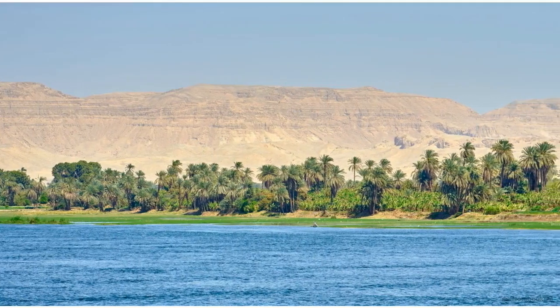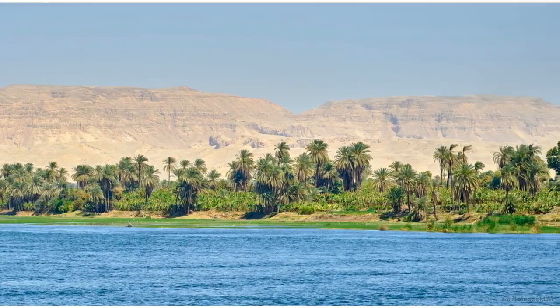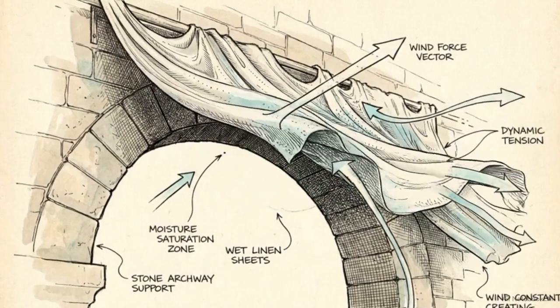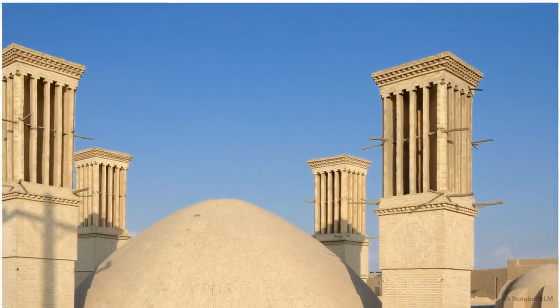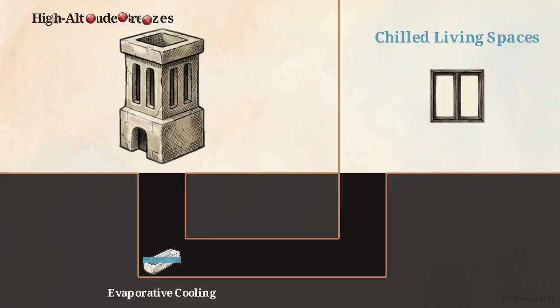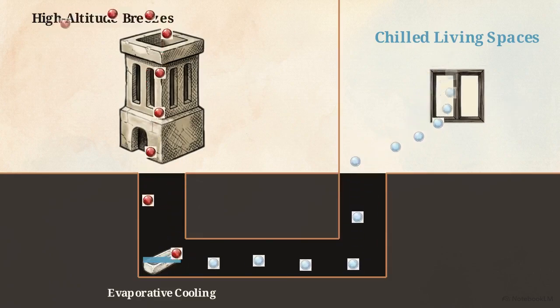Ancient Egyptian engineers used this to keep palaces 20 degrees cooler than the Nile Valley. They hung wet reeds and moistened linen across doorways to catch the wind and cool the incoming air. In 400 BC, Persian architects built these wind catcher towers. They captured high-altitude breezes and forced them through underground water channels before routing the chilled air into living spaces.